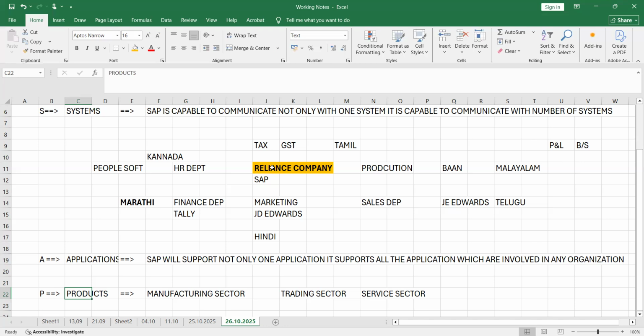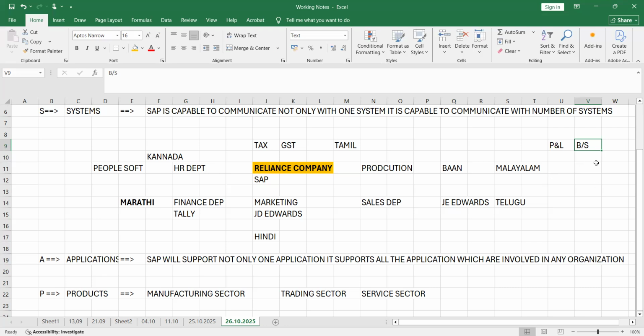What does Reliance require? At the end, they want to know their P&L account, they want to know their balance sheet. So how will we get the profit and loss account statement? How can we prepare a balance sheet? Whatever data we receive from different systems, applications, and products will be processed with the transactions, posting, and ledger preparation. After that, it will be shown in your P&L account and in your balance sheet.